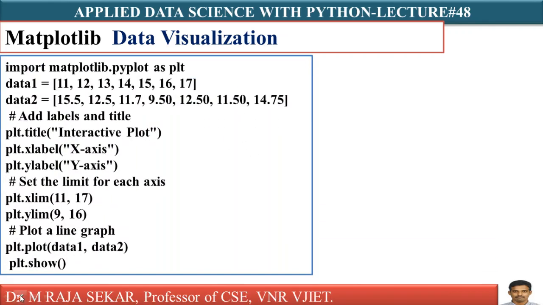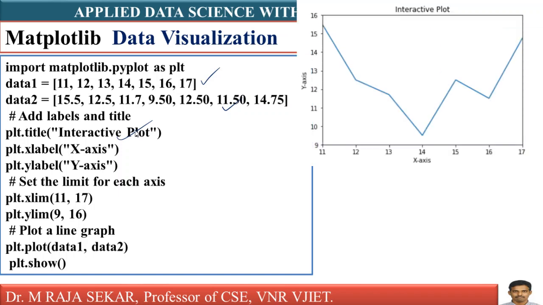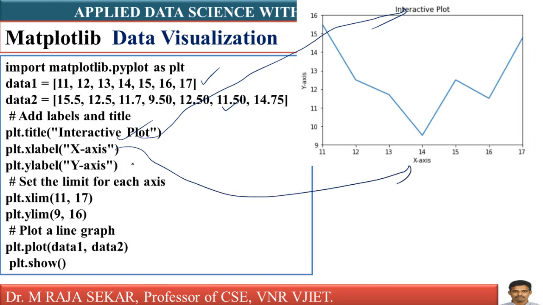This is one simple program. I think this program is self-explanatory. I have data1, which means I have a list of elements. Data2, I have one more list of elements. Just add labels. You know the meaning of plt.title. This I already discussed, isn't it? Therefore, plt.title means interactive plots. You will get this title. plt.xlabel is the x-axis. plt.ylabel is the y-axis.